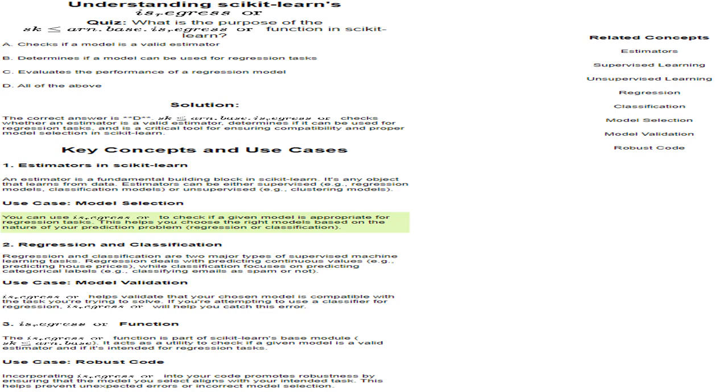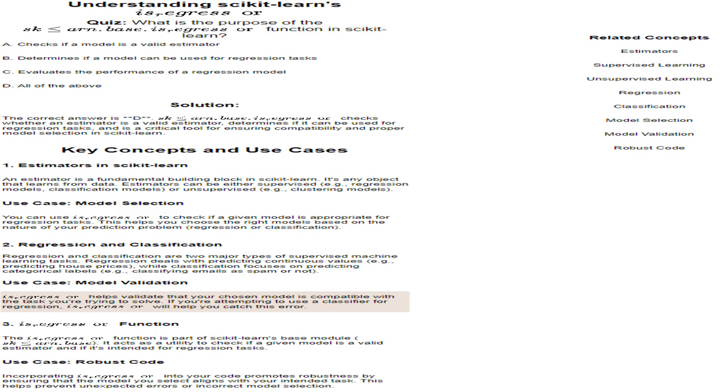If you have a dataset with continuous target values, e.g., house prices, and you need to predict them, you would use a regression model. If your target values are categorical, e.g., spam or not spam, you would use a classification model. isRegressor helps validate that your chosen model is compatible with the task you are trying to solve.